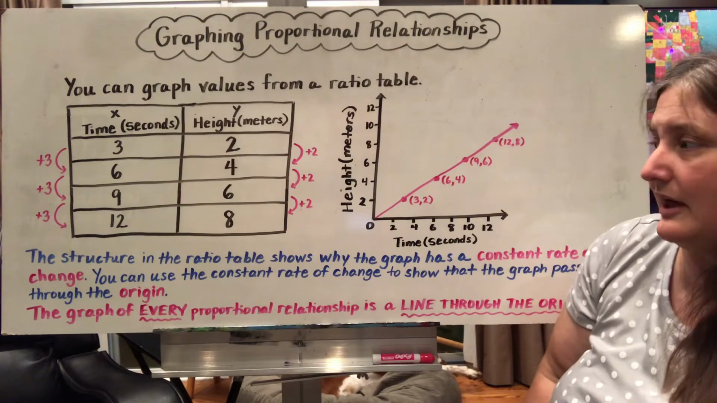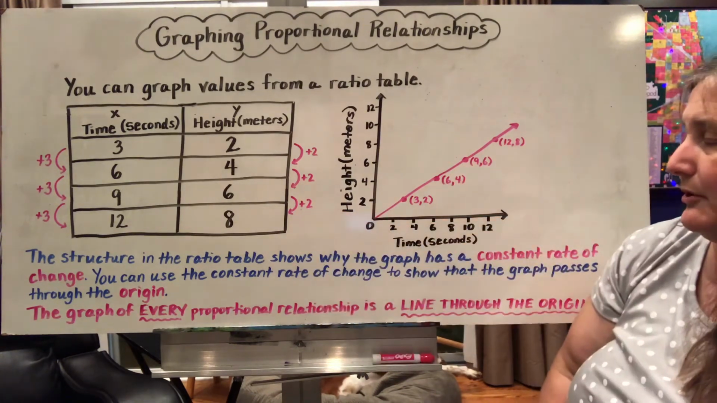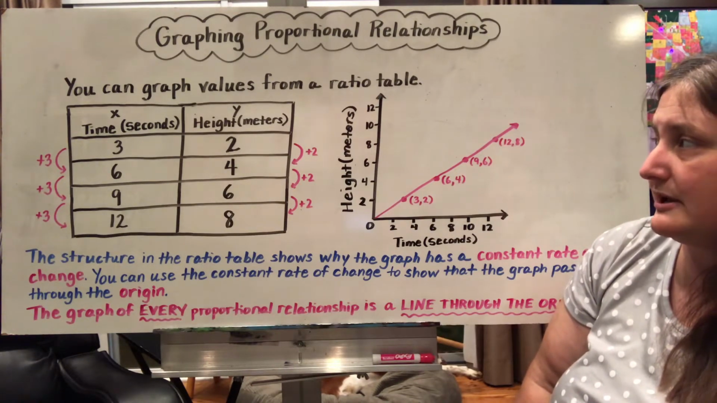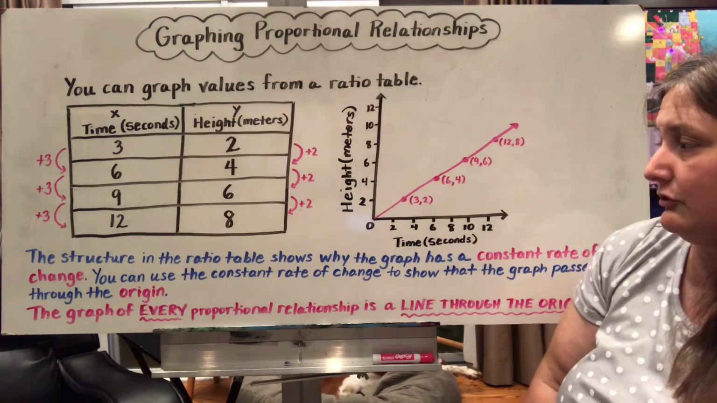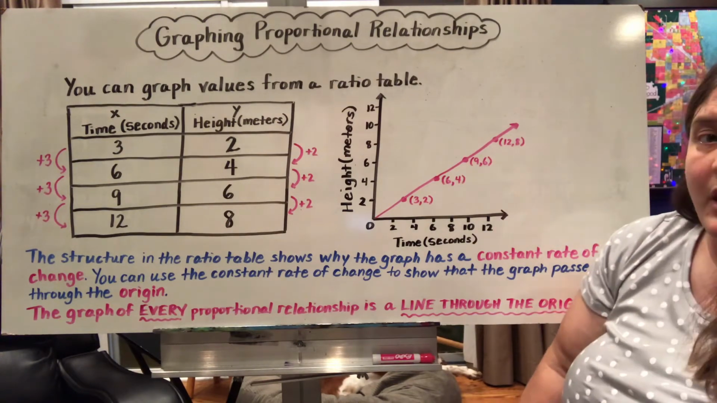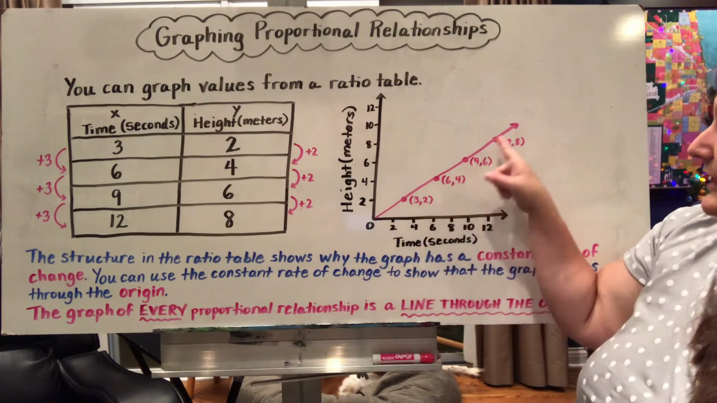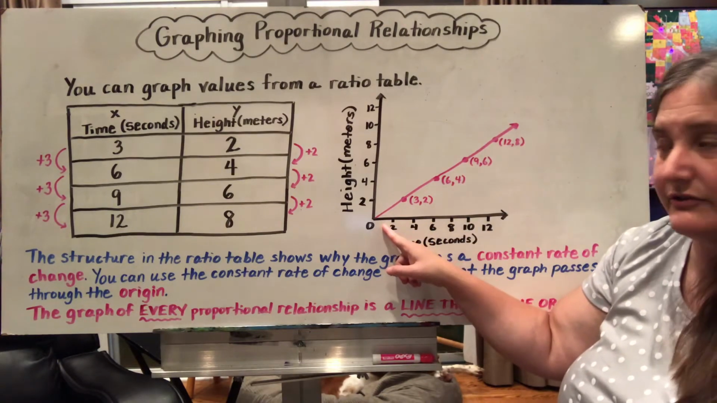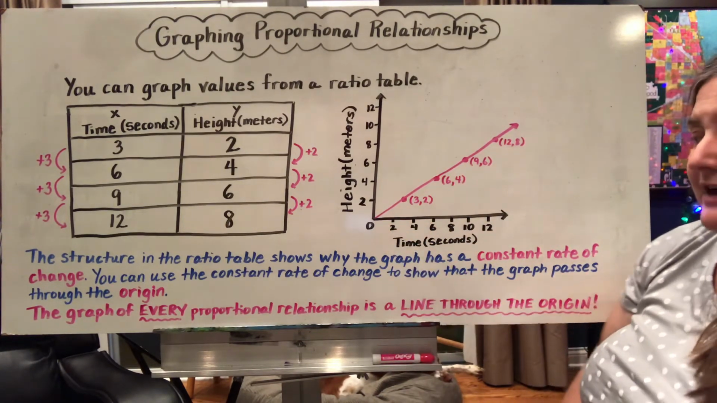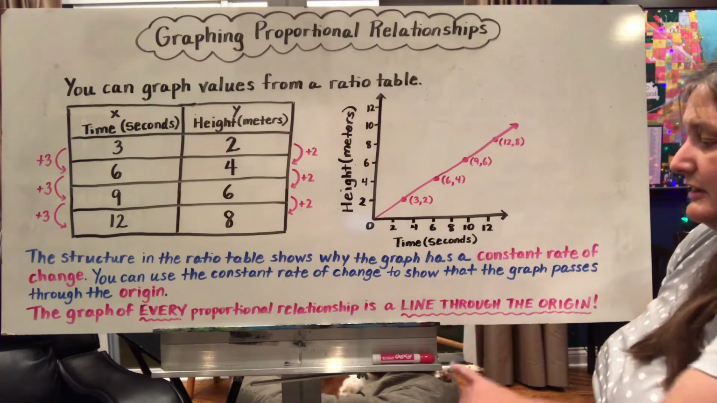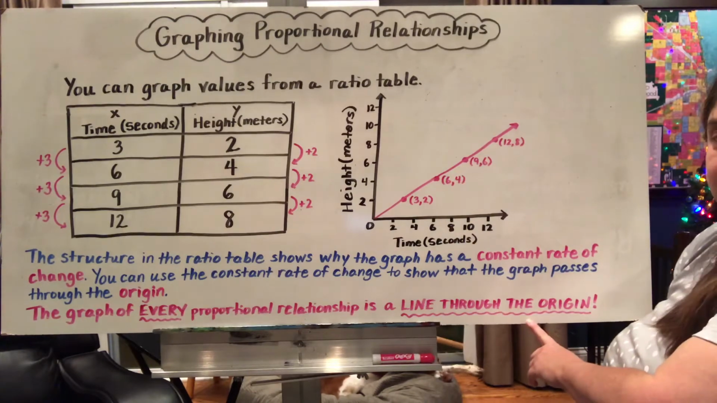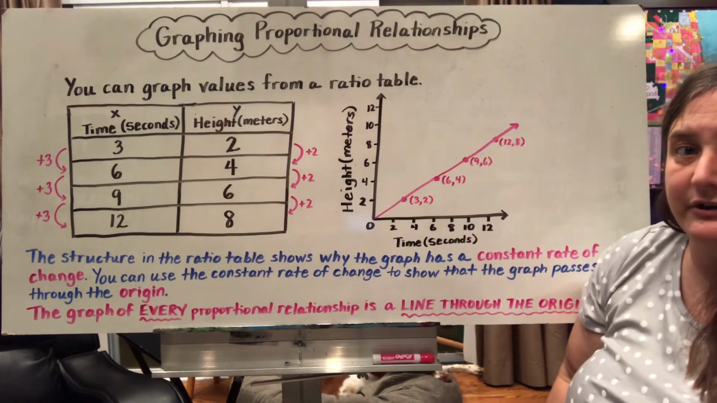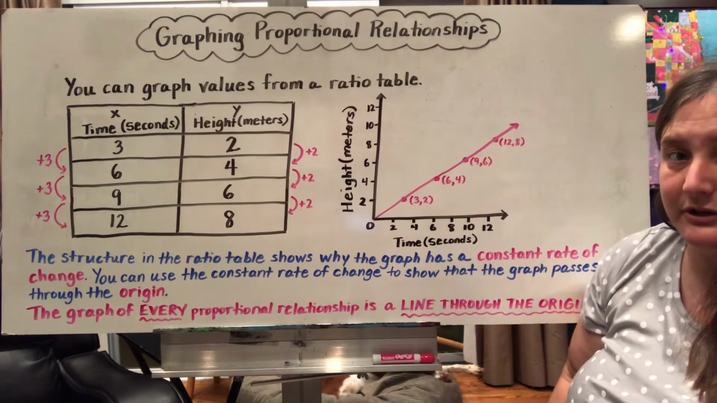I know that they were going to be in a line because I can see from the structure in this ratio table that this graph is going to have a constant rate of change. The x values are all going up by 3, while the y values are always going up by 2. That constant rate of change is what tells us this is going to be in a line. I also can see that this graph is going to pass through the origin, which is our 0, 0 point. The graph of every single proportional relationship is always a line through the origin. So since this graph is a line and it will pass through 0, 0, these two values represent a proportional relationship.